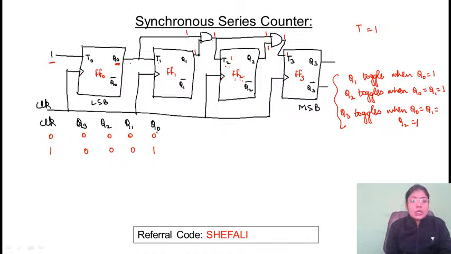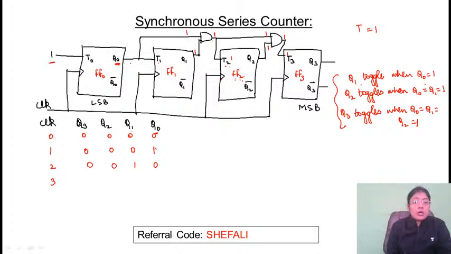Now here Q0 is 1. Q0 तो हमेशा ही टॉगल करेगा. In the second clock, obviously this will toggle. Second clock में Q1 कब टॉगल करेगा? जब previous केस में Q0 was 1. Q0 is equal to 1, then Q1 will toggle. So Q1 will toggle. Q1 की वैल्यू टॉगल होगी. Q2 कब टॉगल करेगा? जब दोनों की वैल्यू 1 थी, but it was not 1, so it won't toggle. So this is the output for the next clock.